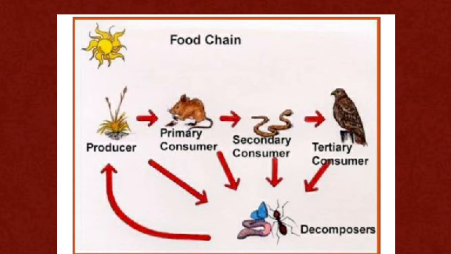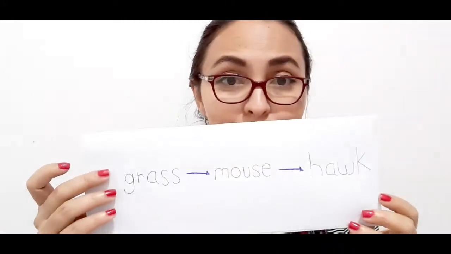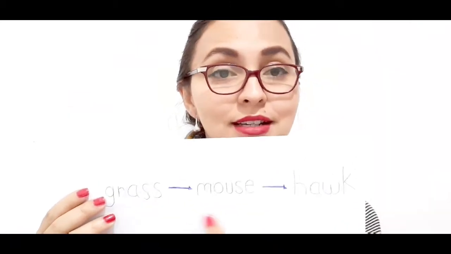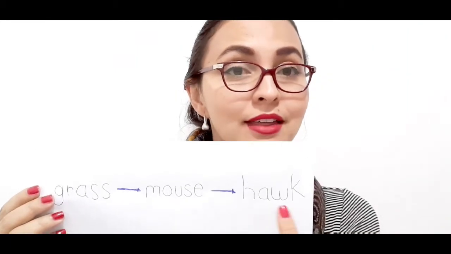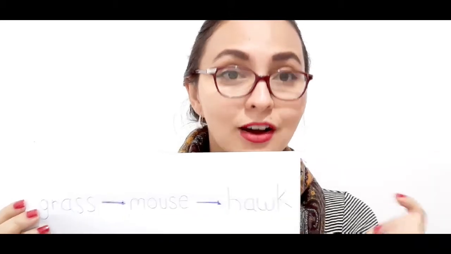The amount of energy remaining in the final transfer is only a portion of what was available at the first transfer. A portion of the energy is given off as heat at each transfer. One of the easiest food chains that you can see in science books is this one. You have the grass that is consumed by the mouse, and the mouse is consumed by the hawk.